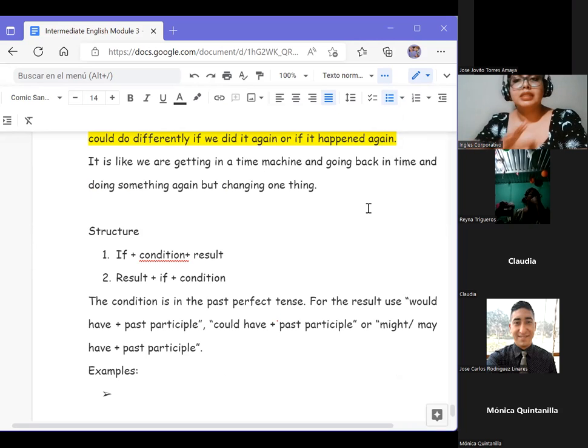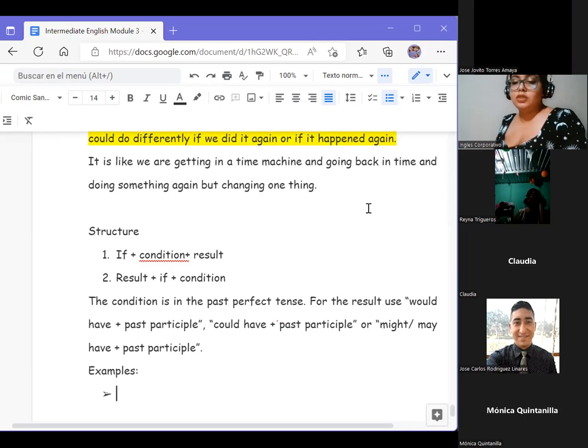Tenemos esa situación bastante común. Si hubiera estudiado más, si hubiera estudiado bien, si hubiera estudiado de una manera más consciente, hubiera pasado el examen. Pero no estudié lo suficiente.